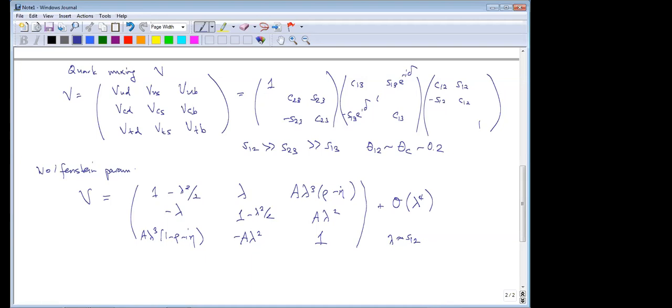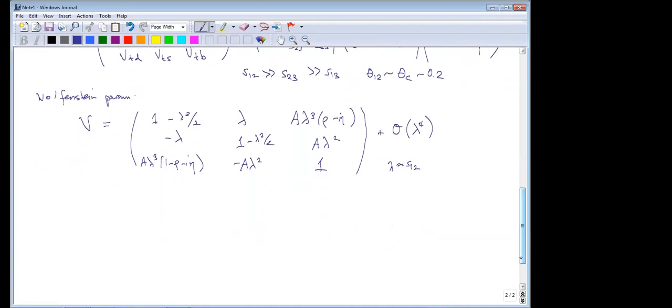And then the other 3 parameters are A, rho, and eta. Because we have to go to higher order at this point, given the precision with which we're comparing the CKM to the data, we also define the quantities rho bar, which is rho times 1 minus lambda squared over 2, and eta bar, which is eta times 1 minus lambda squared over 2. Those are going to be important quantities for us. So we have these 4 parameters, lambda, A, rho, and eta, or equivalently, we can describe CKM in terms of the 3 mixing angles and the 1 phase.